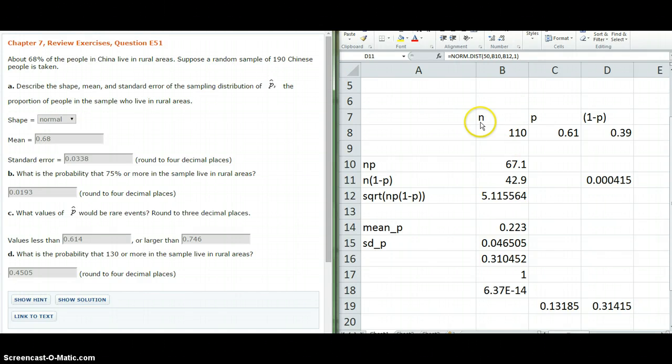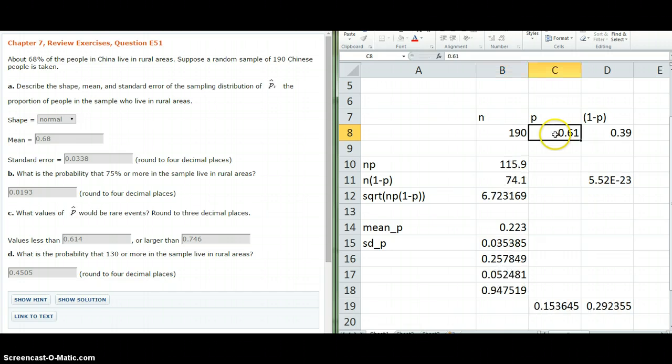And I've kept the work here from E36 and P17, which is the same exact form. I'm just going to update my numbers here. So 190 Chinese. We have 0.68 in rural areas. Everything else will update there. So just another look at what some of these numbers mean. 1 minus P would be the proportion of Chinese who don't live in rural areas.